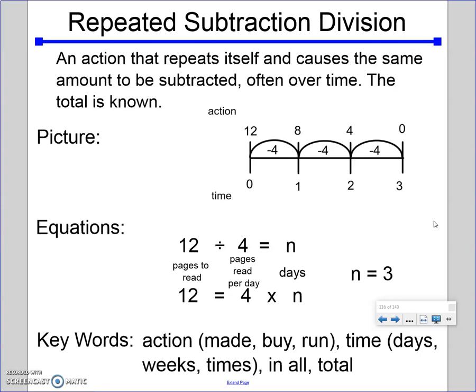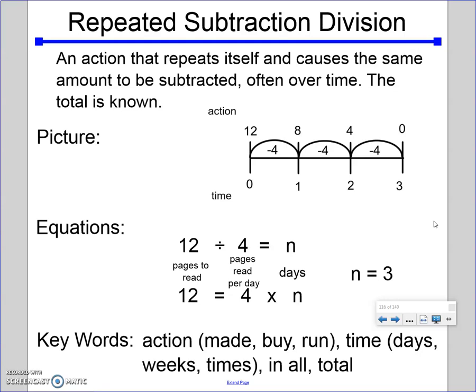and we solve repeated subtraction problems using, of course, a division equation. We take the total known amount and we divide it by the known factor, either the number of times the action is repeated or the value of the action, to find the other unknown piece of information.